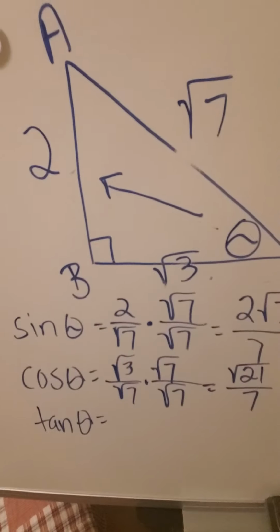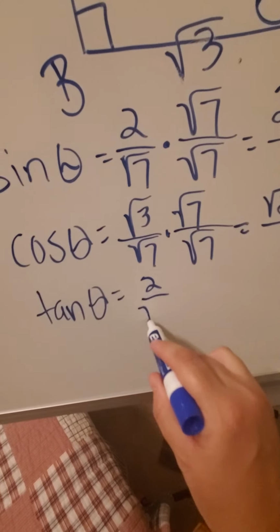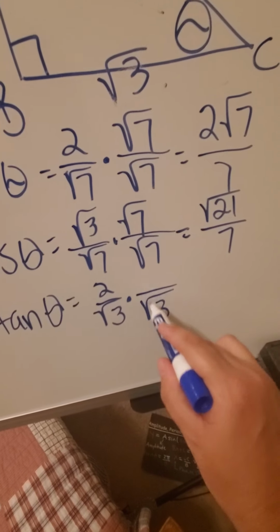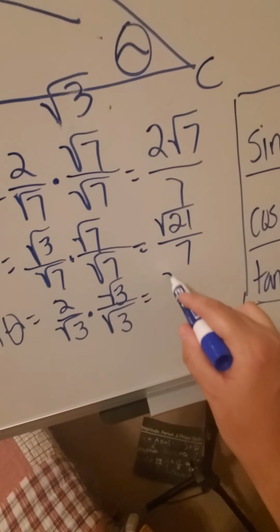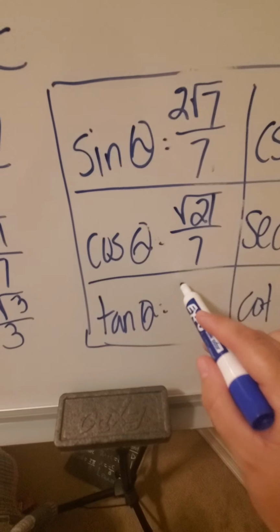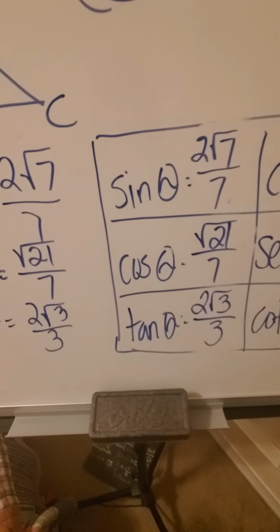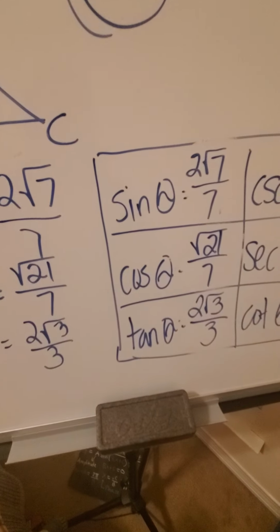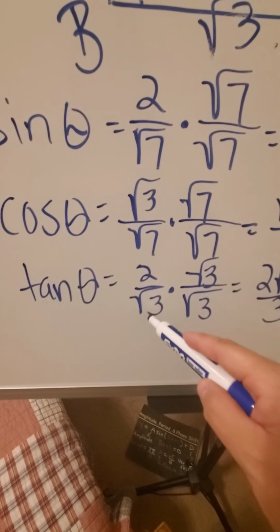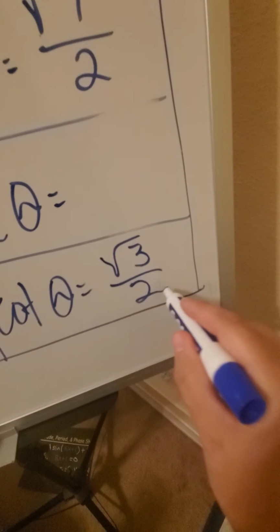is equal to opposite over adjacent. So 2 over the square root of 3. Can't have a radical square root in the bottom, so multiply by it. That gives me 2 square roots of 3 over 3. So that becomes my tangent. Okay, so secant. Secant, we're still going to have to do some math. But cotangent, if tangent is 2 over the square root of 3, cotangent would be square root of 3 over 2, right? So I don't have to do anything else there.